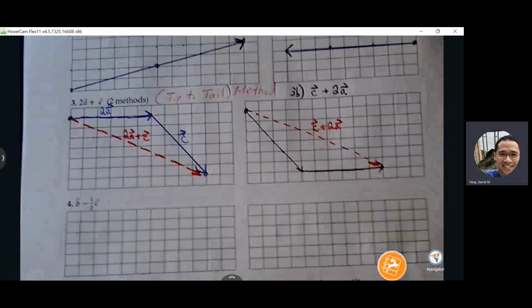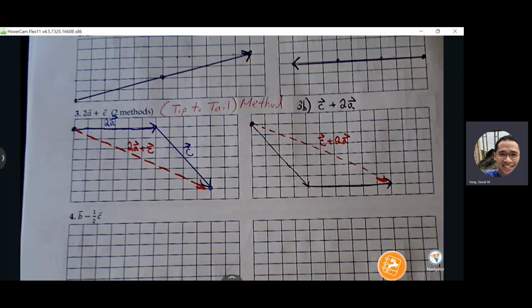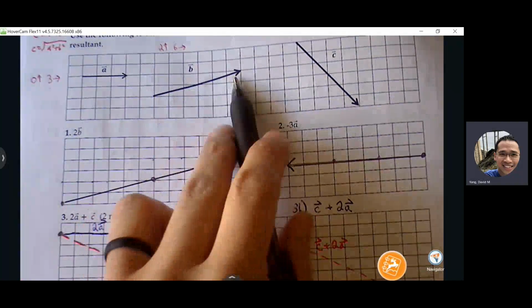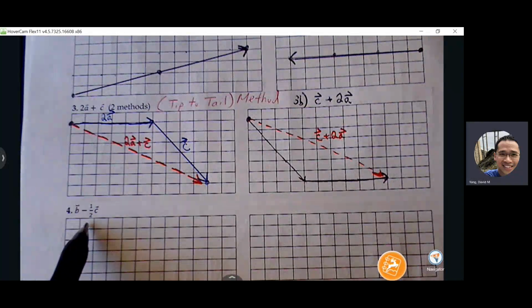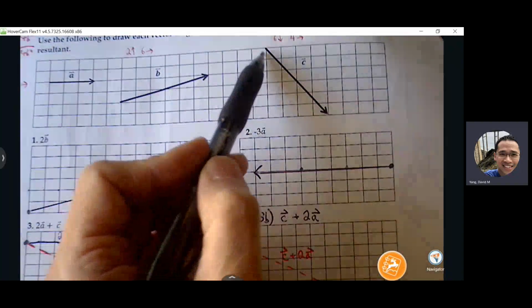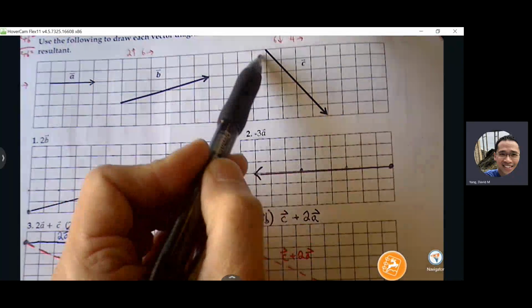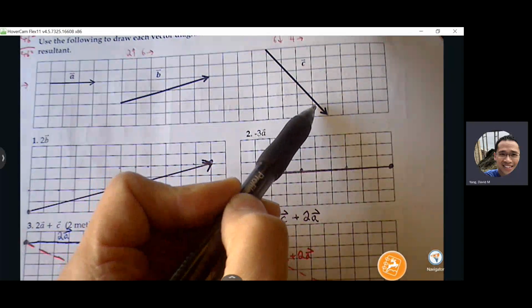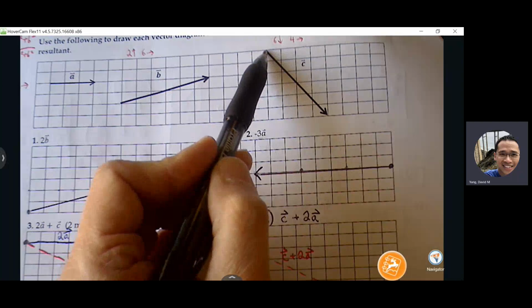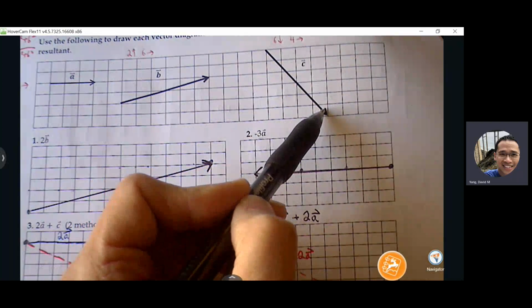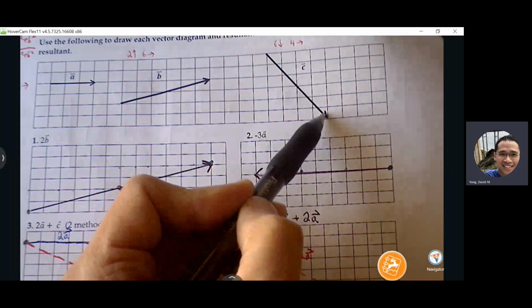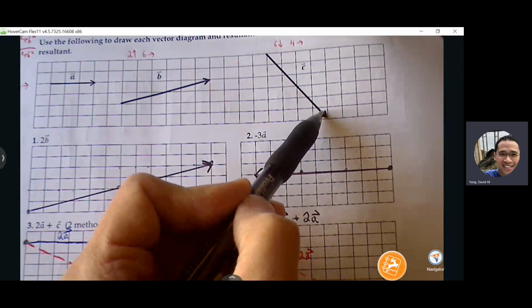Right, let's do number 4 and we'll go back and talk about the magnitude of each of these vectors. So we have vector B. Vector B is moving up and to the right, minus 1/2 C. So we're going to make C half as long. And instead of going down and to the right, it's going to go what? Initially it's going down and to the right, but negative is going to go along this line here. So instead of down and to the right, it's going to go up and to the left, right?